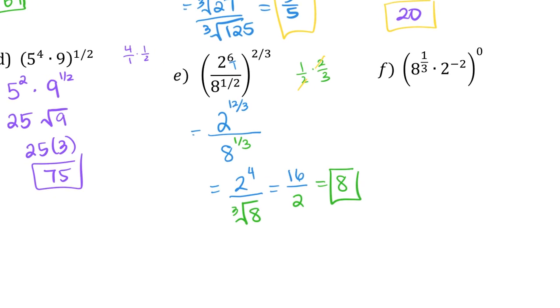Okay, one more exponent. Okay, I have the quantity 8 to the 1/3 times 2 to the -2, and it's all raised to the 0. Now I can distribute this 0 if I want, but I should recognize that anything to the 0 power is going to equal 1 anyways, and I can save myself the trouble and just write the answer.